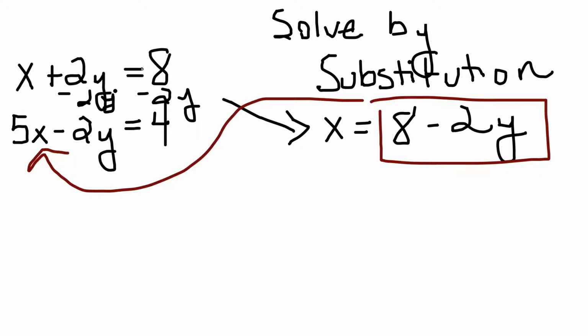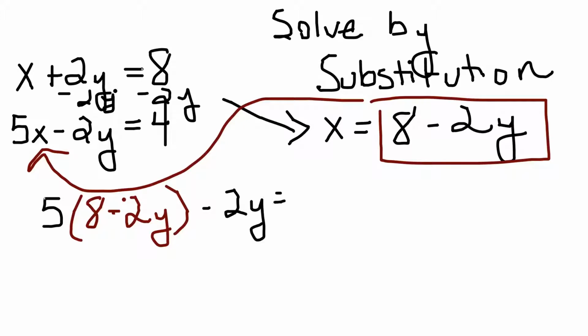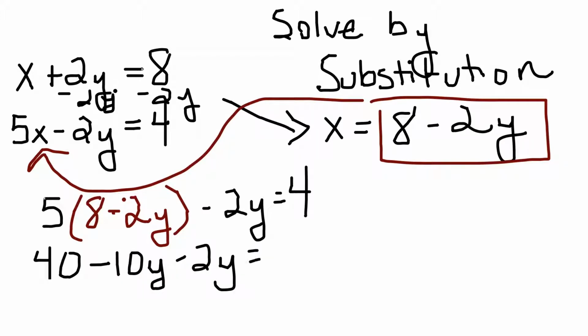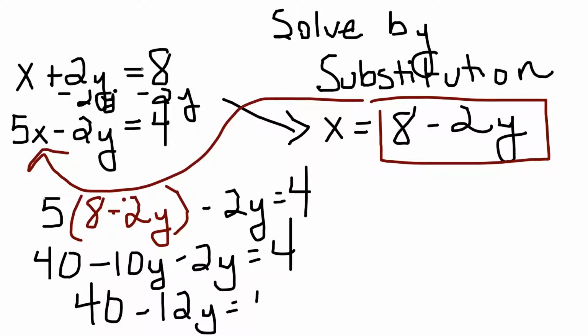So what I end up with, and let me change my colors around here, 5 parentheses 8 minus 2y, go back to black, minus 2y equals 4. So let's solve. So now I have 40 minus 10y minus 2y equals 4. That's going to give me 40 minus 12y equals 4.